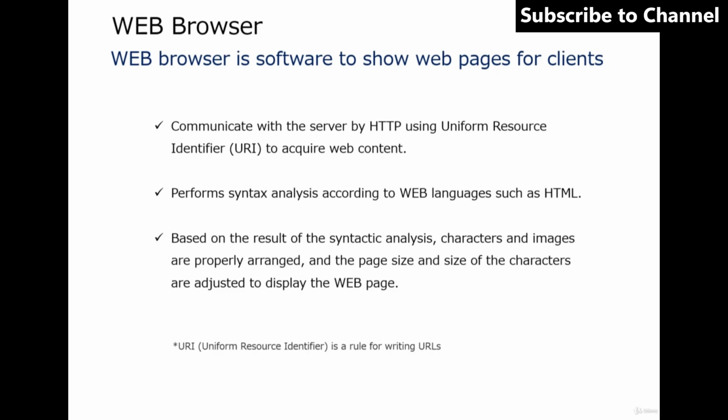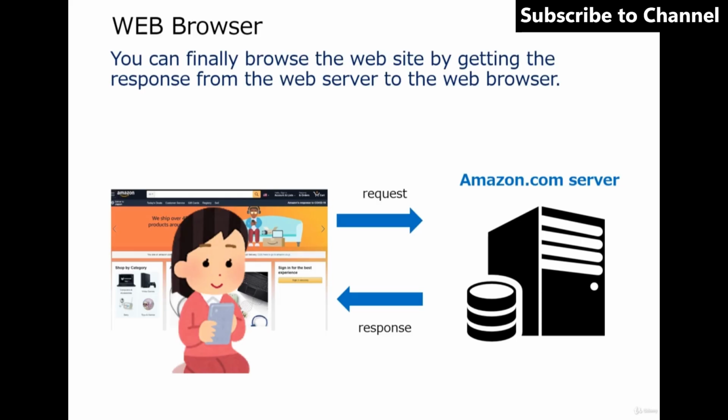In addition to HTML, there is XML. XML is an HTML companion, but it's a language for displaying structured documents. Based on the results of parsing, the web browser arranges characters and images appropriately, adjusts the size of characters, and adds colors. If your web browser and the web server work together, you'll be able to view the website. There are a series of operations done to display websites in a web browser.